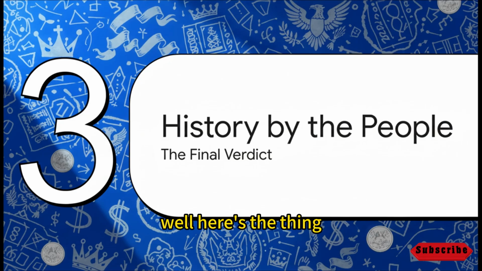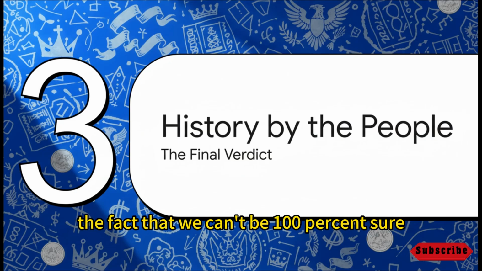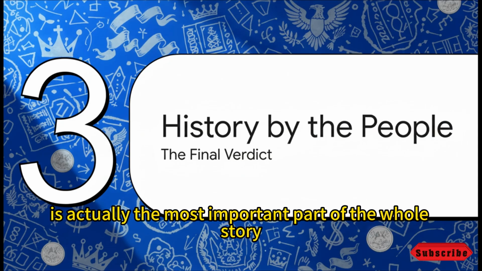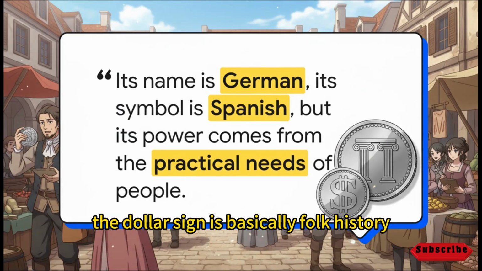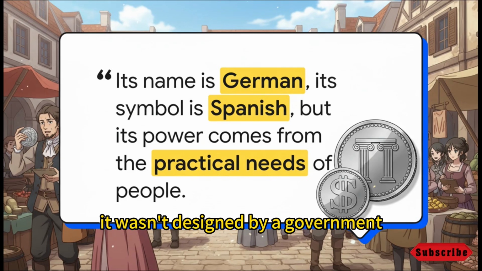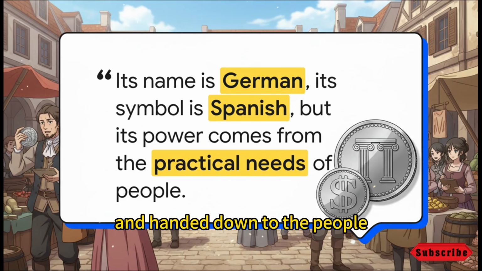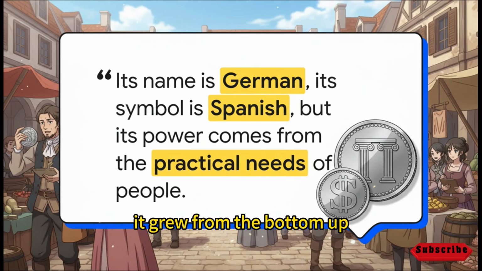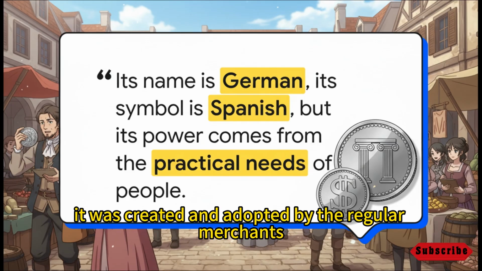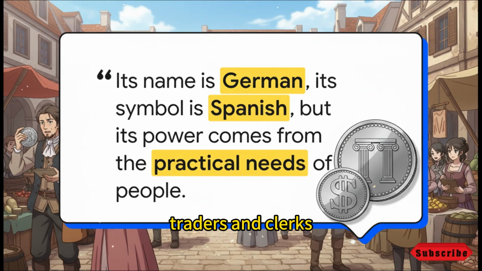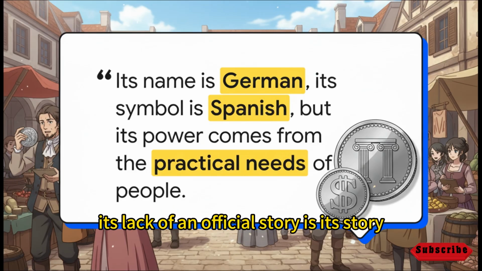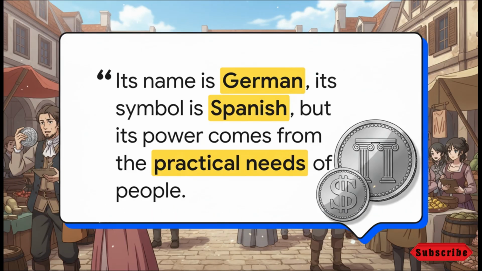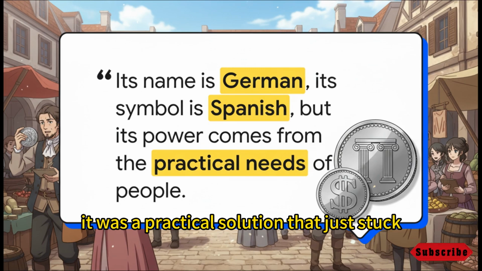Which one is it? Well, here's the thing. The fact that we can't be 100% sure is actually the most important part of the whole story. At the end of the day, the dollar sign is basically folk history. It wasn't designed by a government and handed down to the people. It grew from the bottom up. It was created and adopted by the regular merchants, traders, and clerks who just needed a way to write things down quickly. Its lack of an official story is its story. It was a practical solution that just stuck.